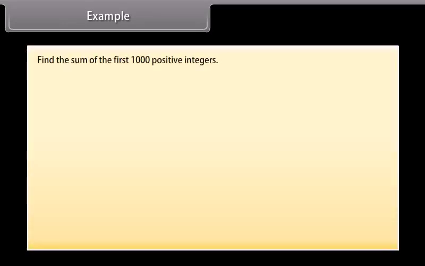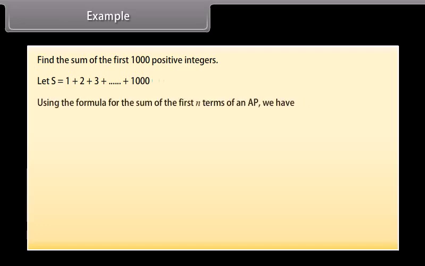Find the sum of the first 1000 positive integers. Let S is equal to 1 plus 2 plus 3 plus so on plus 1000. Using the formula for the sum of the first n terms of an AP, we have Sn is equal to n upon 2 into A plus L.